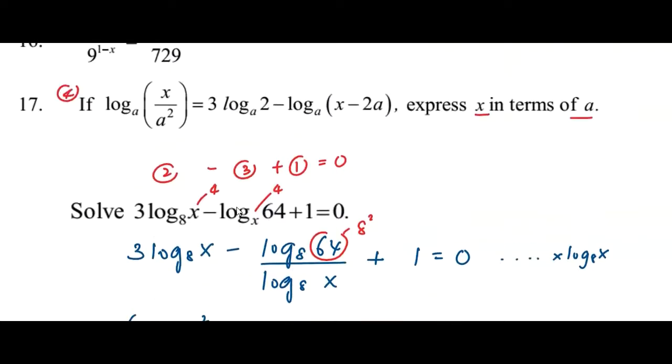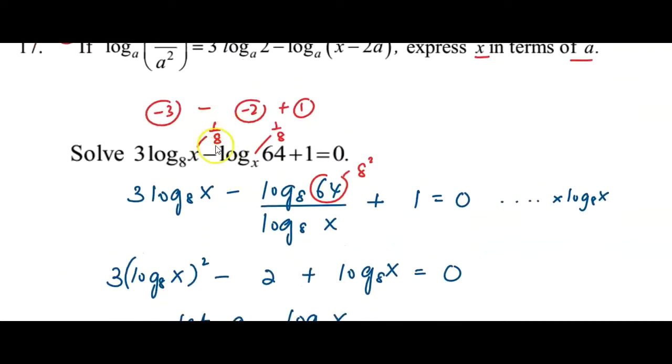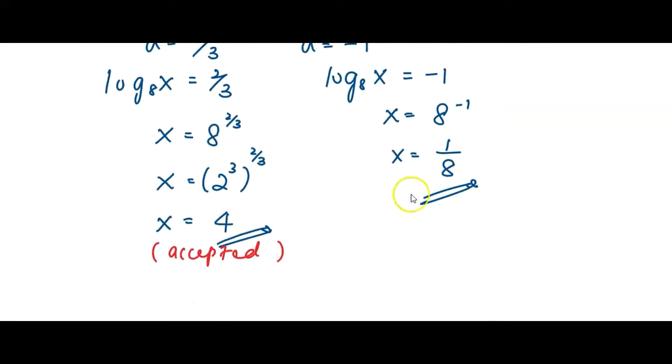Then now we check for x equals 1 over 8. When x equals 1 over 8, my first term produces negative 3, the second term negative 2, and the third term is a constant. So you have negative 3 plus 2, negative 1, negative 1 plus 1, again equals 0. So in conclusion, we will accept both of the solutions as our final solution. That is x equals 4 or x equals 1 over 8.